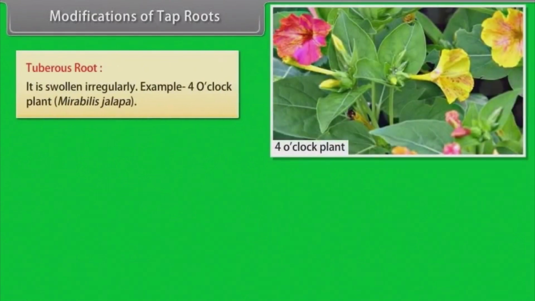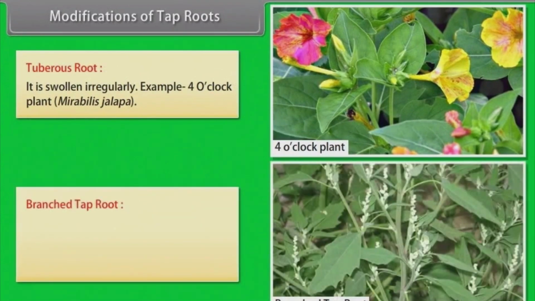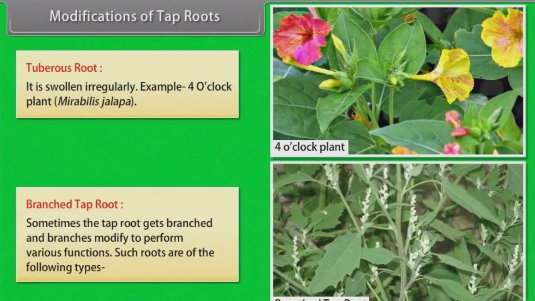Tuberous root. It is swollen irregularly. Example, four o'clock plant, Mirabilis jalapa. Branched taproot. Sometimes the taproot gets branched and branches modify to perform various functions. Such roots are of the following types.